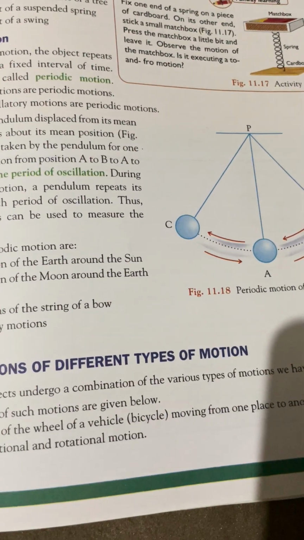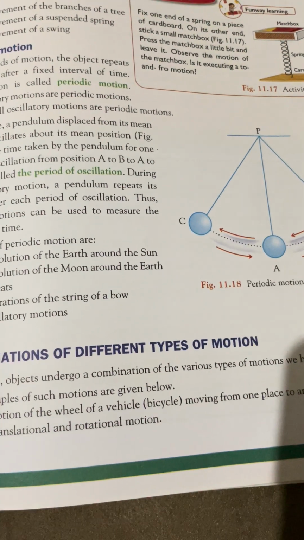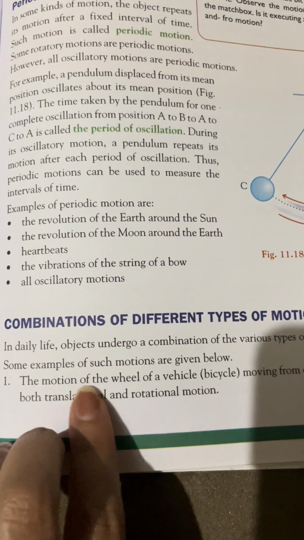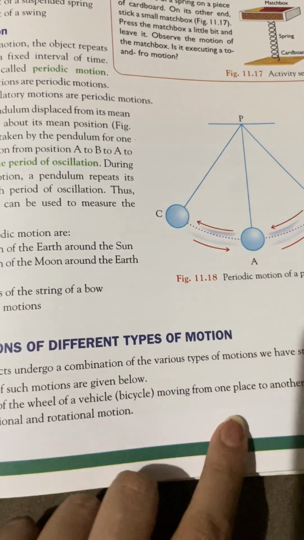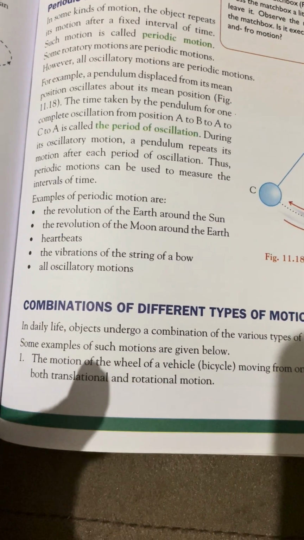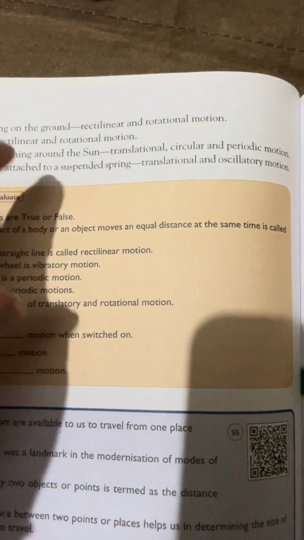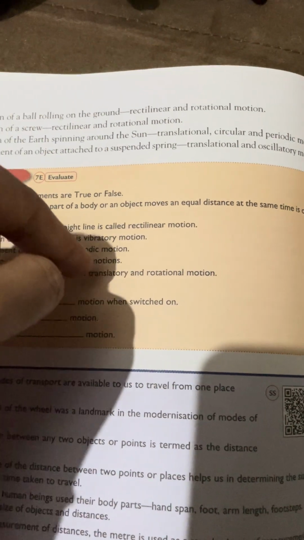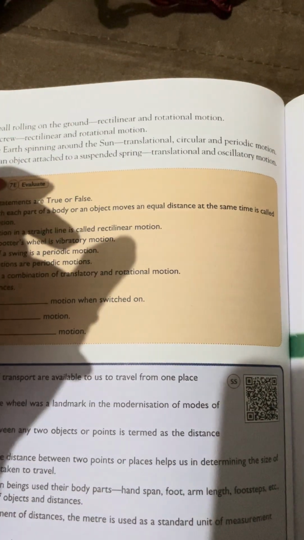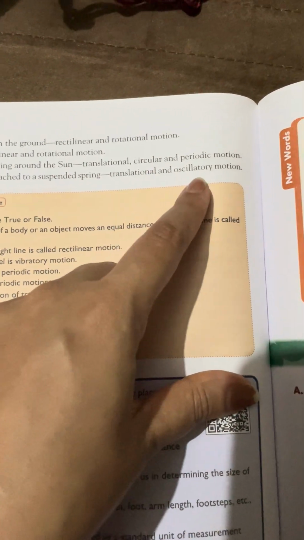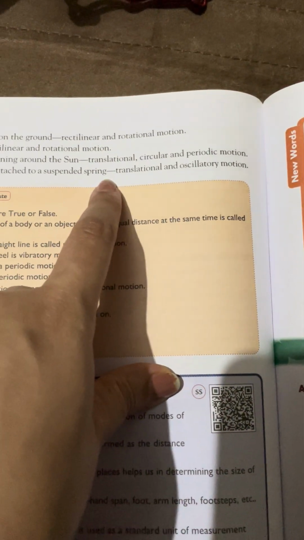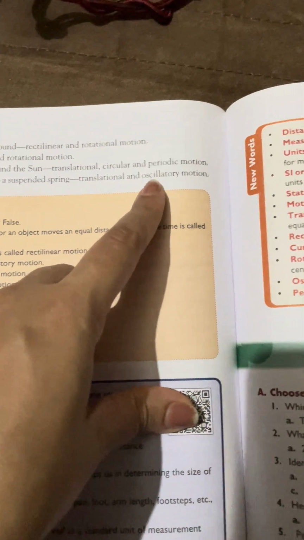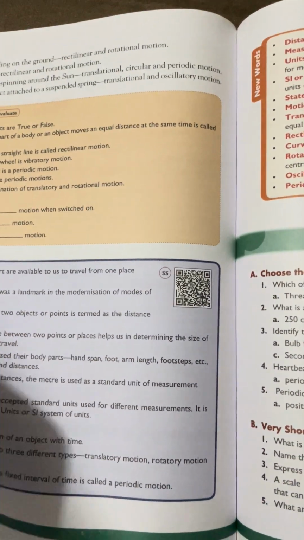We have different combinations in daily life where we observe these two or three in one object, like the motion of a wheel. If our bicycle is moving, the wheels are in rotatory motion and the cycle is in translatory motion. Also a ball rolling has rectilinear and rotatory motion. A screw goes downward rectilinearly, and it is also moving rotationally. How does the earth rotate while spinning around the sun? Translatory, circular and periodic. When an object is suspended from a spring, when we hang something, then it has translatory as well as oscillatory motions.